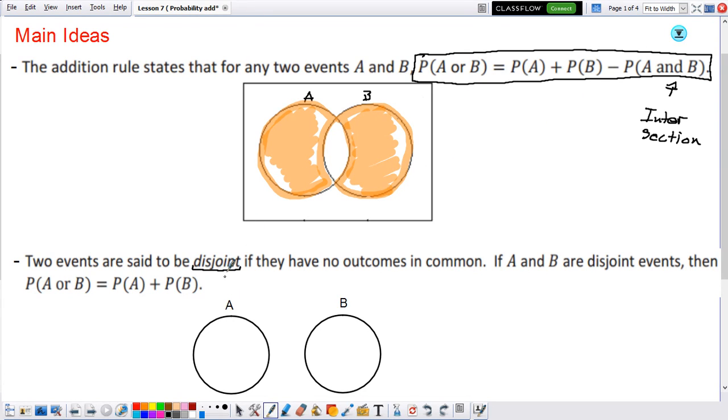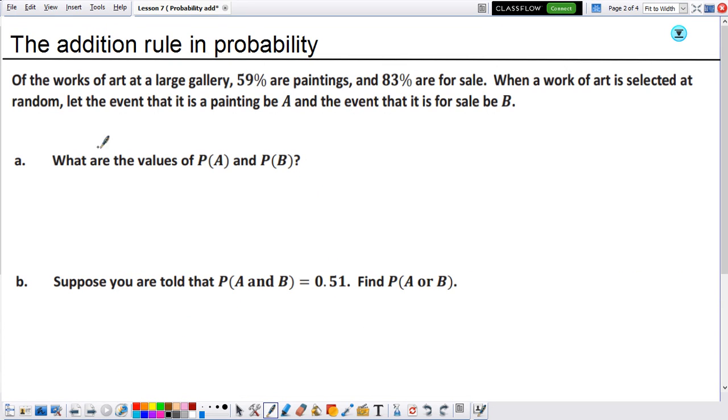So let's see some examples now. Here we have example 1. Again, the first thing you always do is get familiar with the scenario we're speaking of. Of the works of art at a large gallery, 59% are paintings and 83% are for sale. When a work of art is selected at random, let the event that it is a painting be A, and the event that it is for sale be B.